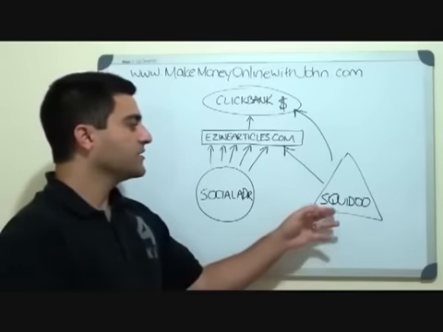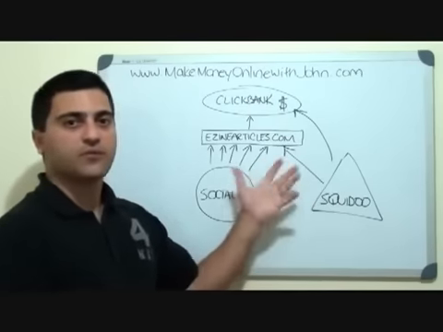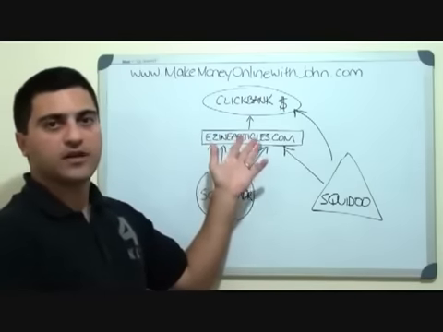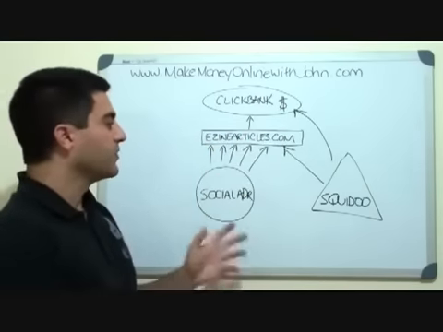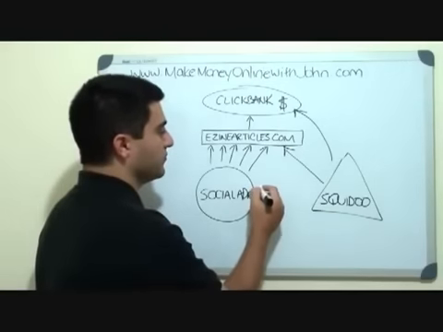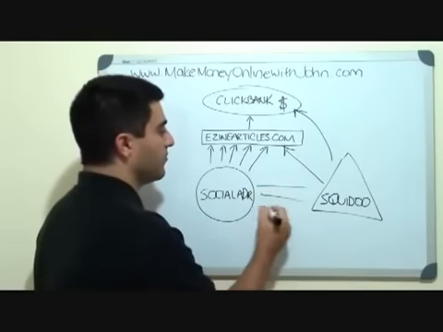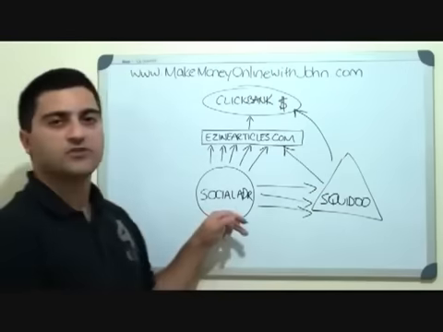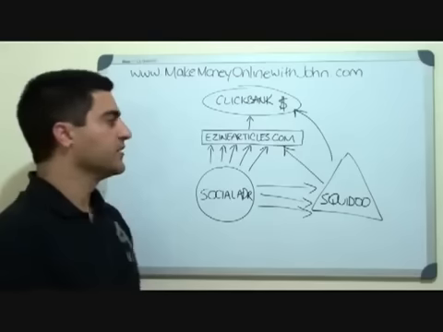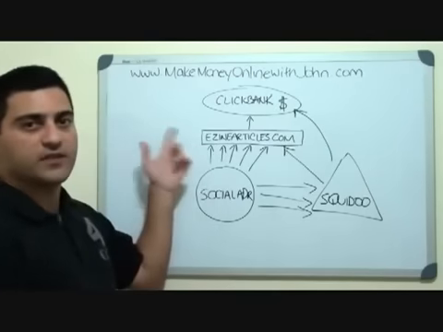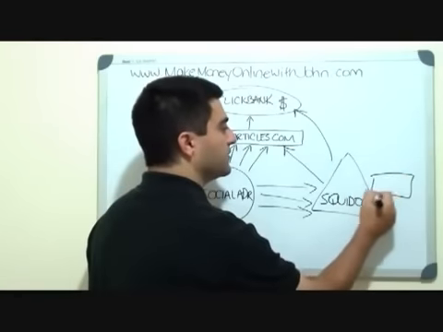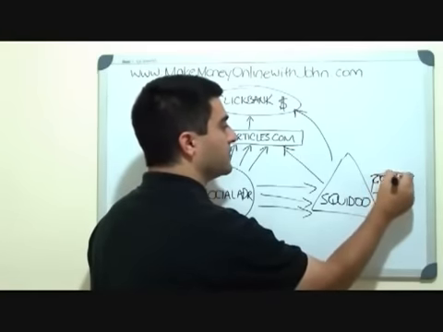And we can easily get the Squidoo lens also ranking in Google, just like our ezone article is ranking. And we can do that by, if we want to, creating more social bookmarks from Social Ladder to our Squidoo lens. So not only can we have the ezone article ranking in Google, we can have our Squidoo lens have a Google ranking as well.